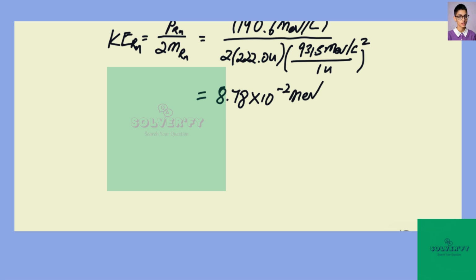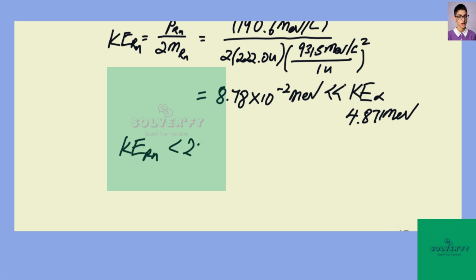This is indeed much lower than our original alpha particle kinetic energy. The kinetic energy of the alpha particle is 4.871 MeV, which is much larger, about two orders of magnitude larger. And because the kinetic energy of radon is less than 2% of the kinetic energy of the alpha particle, we can say that our original assumption that most of the kinetic energy goes to the alpha particle is correct and valid.